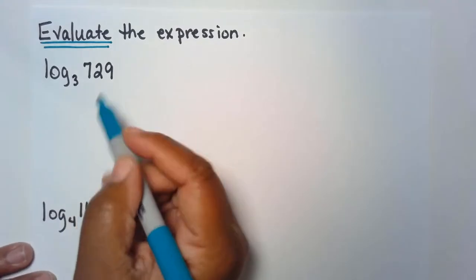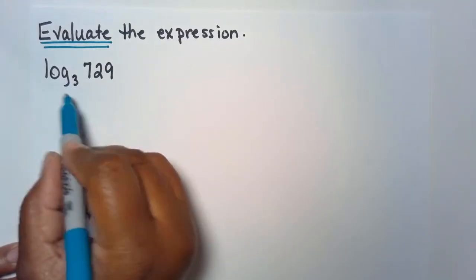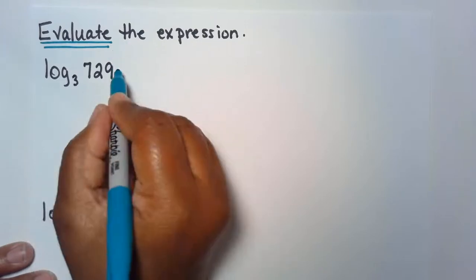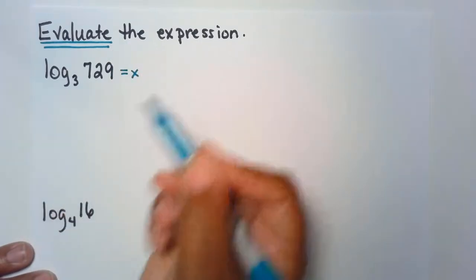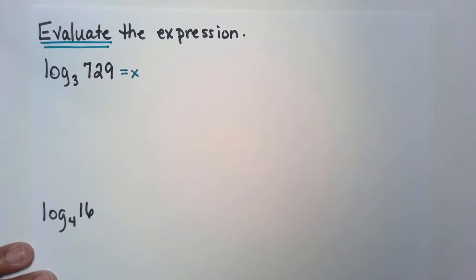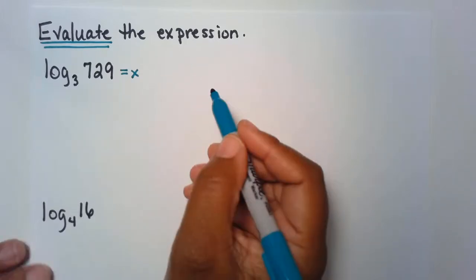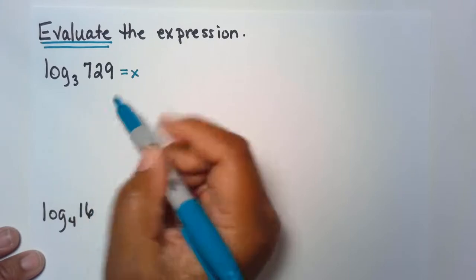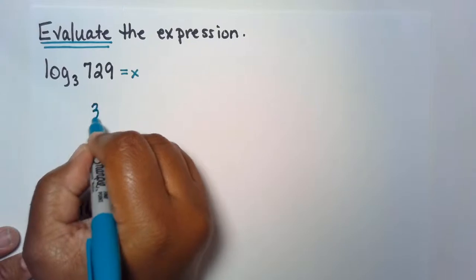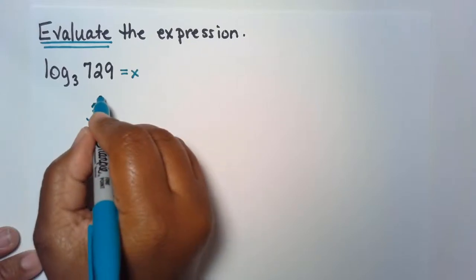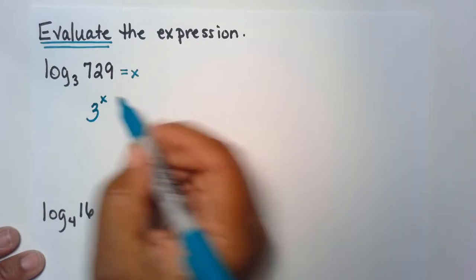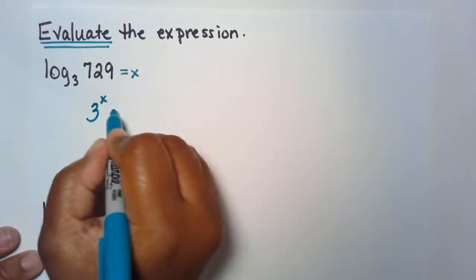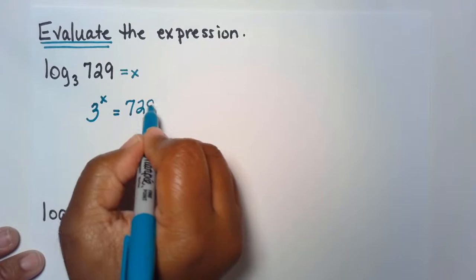So what we're going to do is set our expression log base 3 of 729 equal to x. And as we set it equal to x, we're going to convert this logarithmic formation into exponential form. So remember, we have a base raised to a power and it's going to equal a number. So we have here, written in exponential form, 3 raised to the x power, because we have a base 3 raised to the x power is equal to 729.